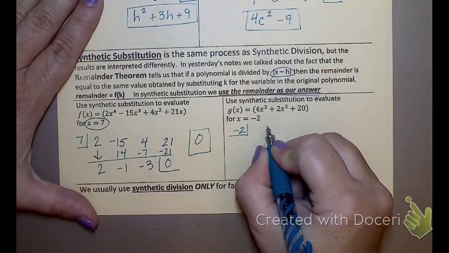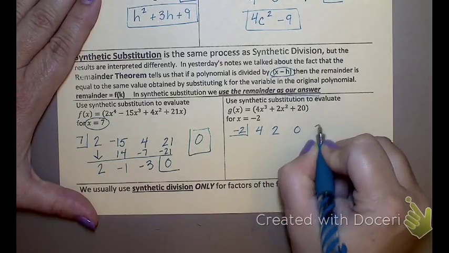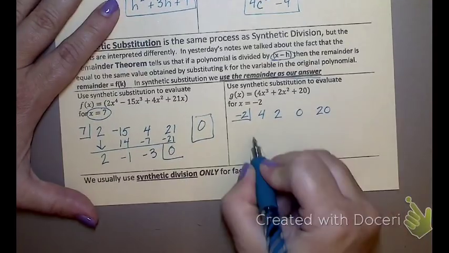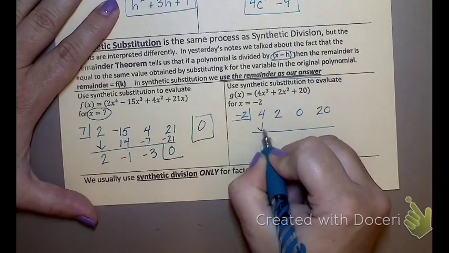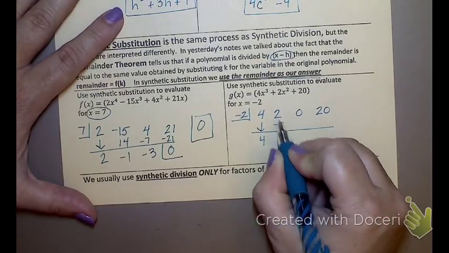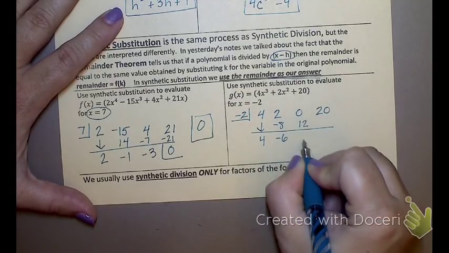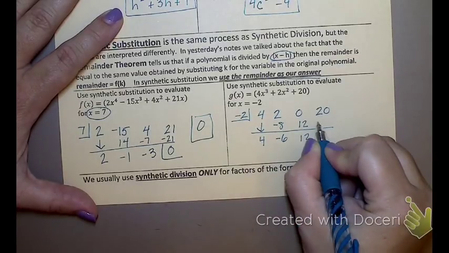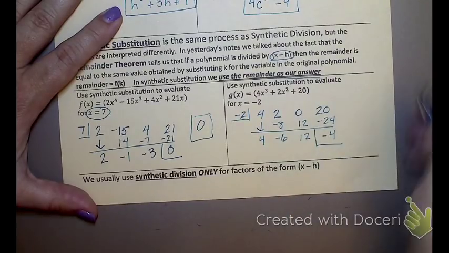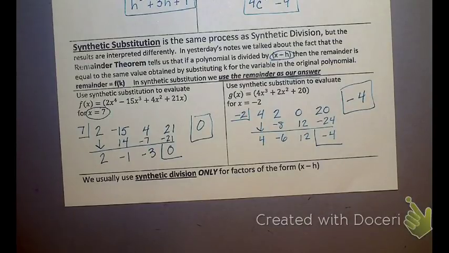All right, what are my numbers across? 4, 2, 0, and 20. Yep. Make sure you have that placeholder because you're missing that term with just the x. All right, let's do this. Bring down the 4. 4 times negative 2 is negative 8. 2 plus negative 8, negative 6. And I think I get negative 4. So what's my answer? Negative 4. Should I check it just to make sure?